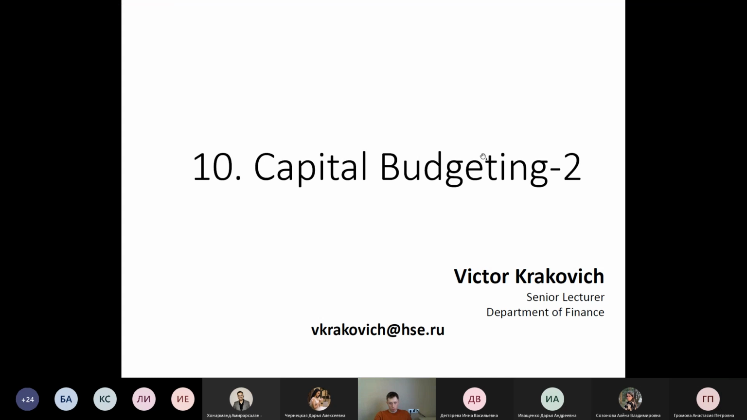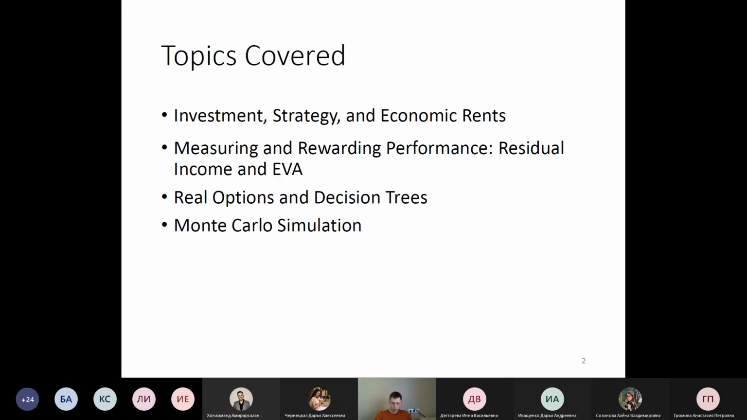Capital budgeting 2. In this part, we talked about some general ideas about the competitiveness and estimation of competitive advantage. And also we considered 2 tools of the capital budgeting, 2 tools of risk management.